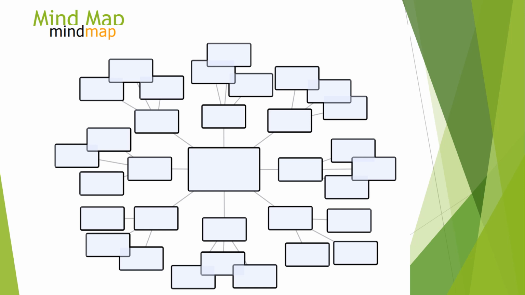Here's an example of a blank mind map. The main topic will go in the middle, and then the arrows are drawn from the main topics to the subtopics or headings. You can decide how many subtopics you need as you take notes.